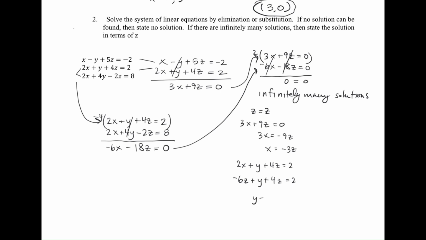So y is equal to 2z plus 2. Now we have the value of all three variables. x was equal to negative 3z. y is equal to 2z plus 2. And then z is equal to itself.